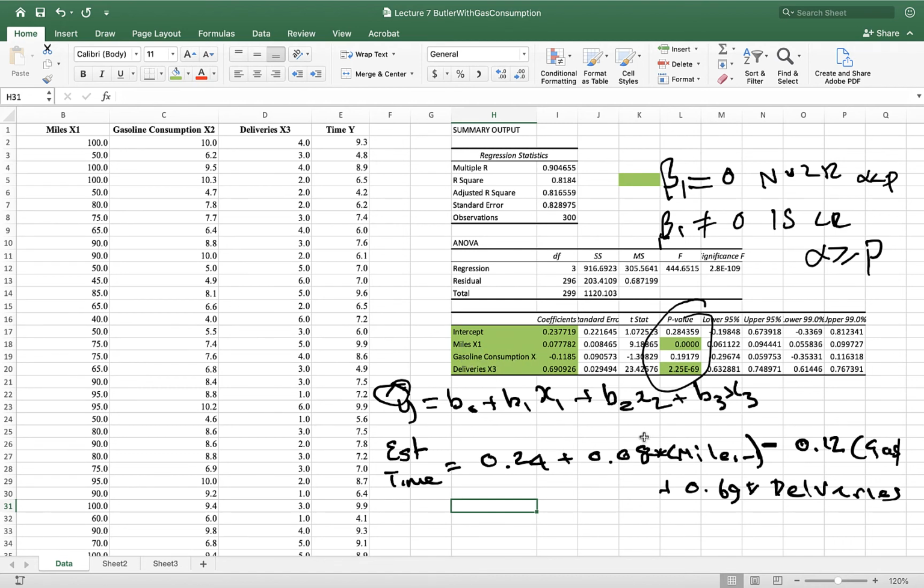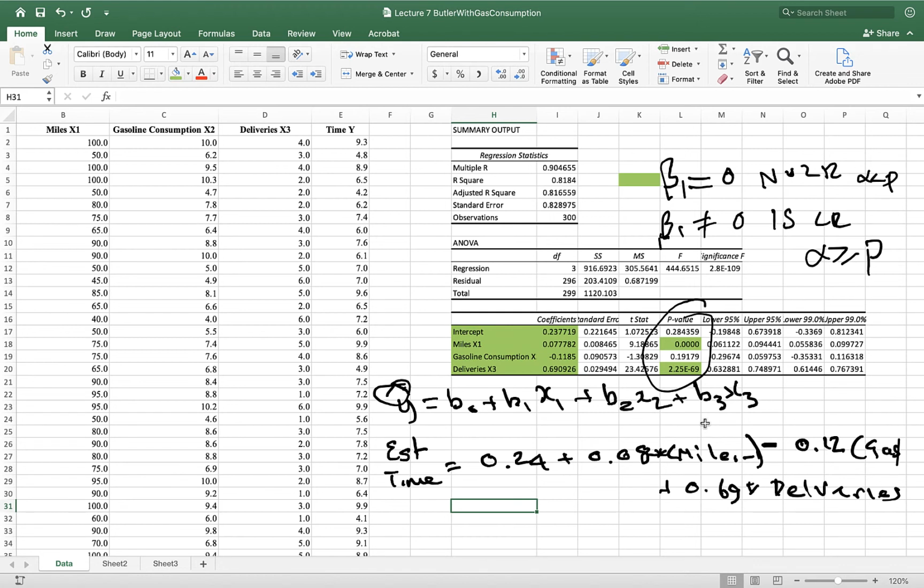But sometimes this is confusing and misleading. Gasoline should really be related to the time, because gasoline dictates how many miles you do. The more gasoline you use, typically the more miles you're going to do, and the more miles you do, the more time. So it should be related. So why is our statistical test telling us to actually reject it?